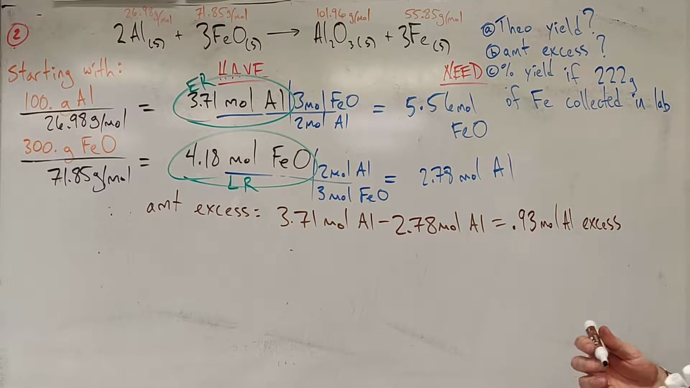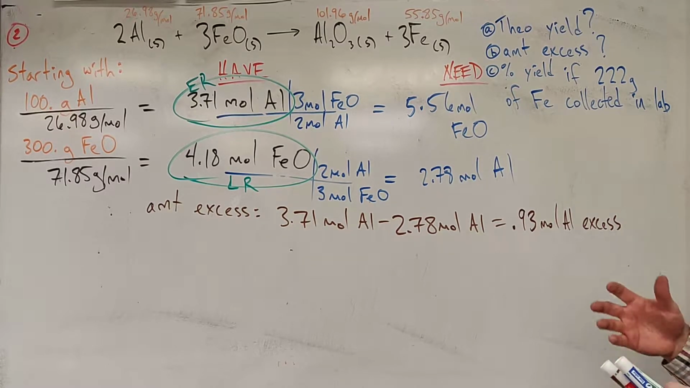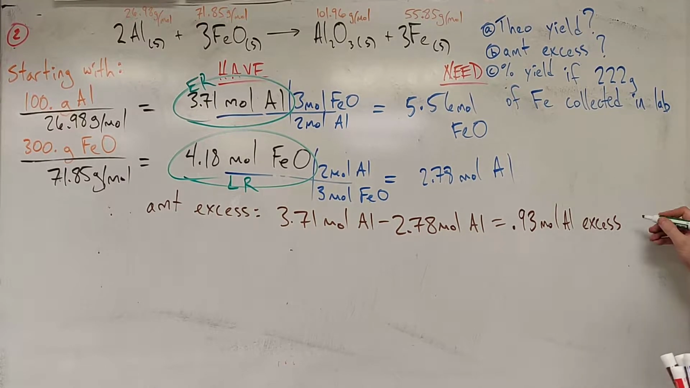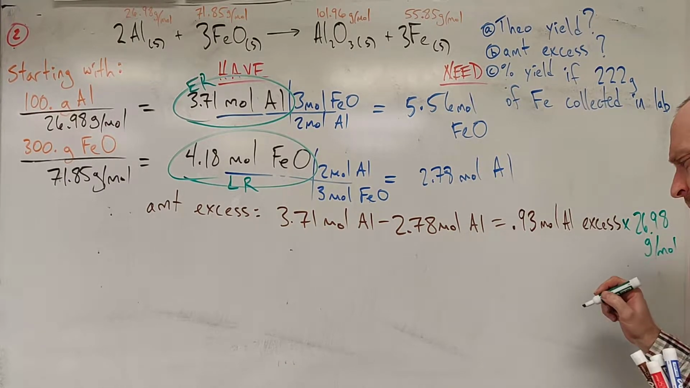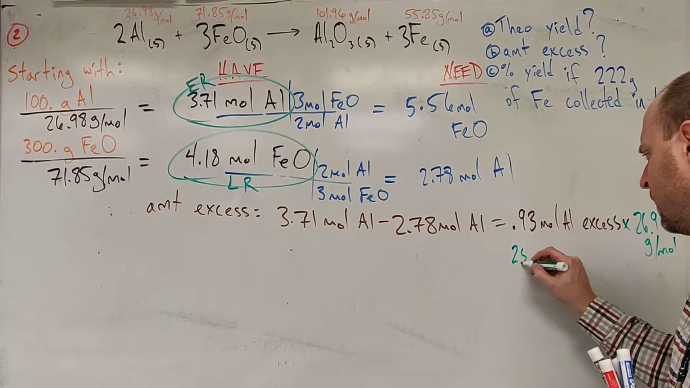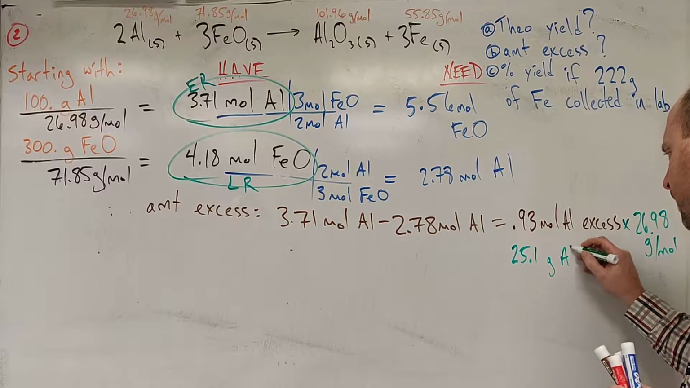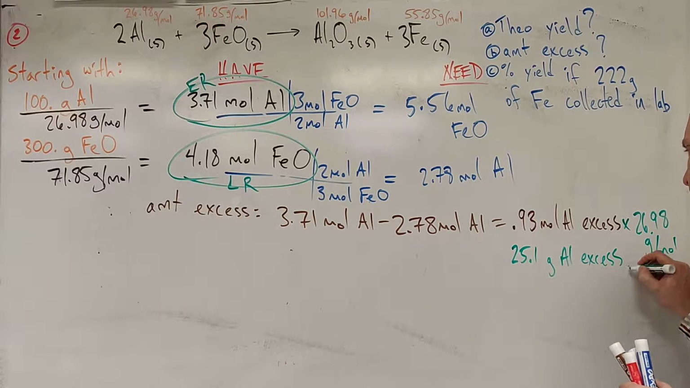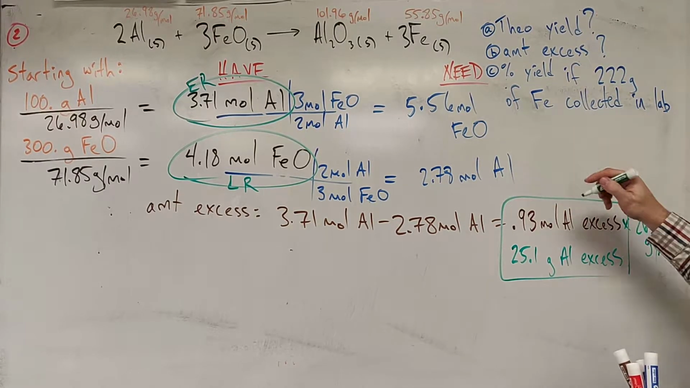Moles are kind of an ambiguous concept for some people, but in a lab or on the street, somebody could look at a mass and know what that is. So it wouldn't hurt if we could do something meaningful, like say times 26.98 grams per mole, which is going to give us 25.1 grams of aluminum excess. All right. So either of those could be our amount excess.